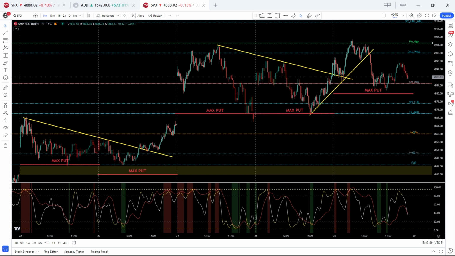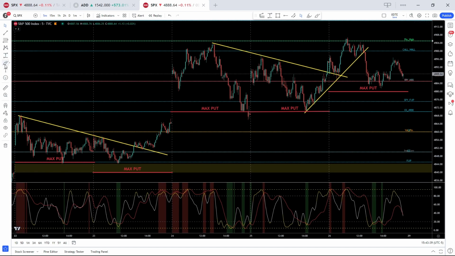First, we always want to determine who's in control, and we can do this by looking at our flip metric, which this week was 48.45. Above the flip, buy the dip. Below the flip, sell the rip. Although we do have an upper bound, and that is known as the call wall. This week, 4,900. And this is a point where we want to be looking at short opportunities.